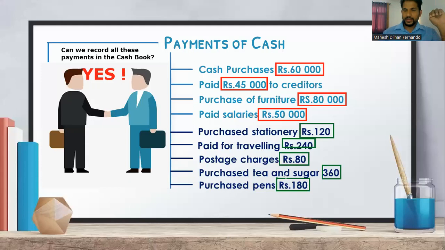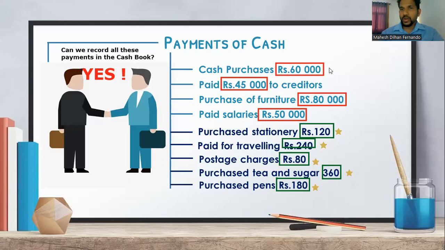We can record. But the problem is, if we record these values in the cash book, the cash book is going to be inadequate. The cash book is going to be more complicated. If you want, any payment can be recorded. But the problem is like this. If you record every single payment, without considering the size of it, the cash book becomes complicated.